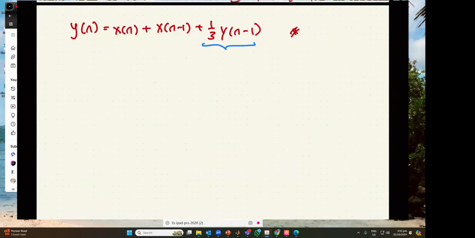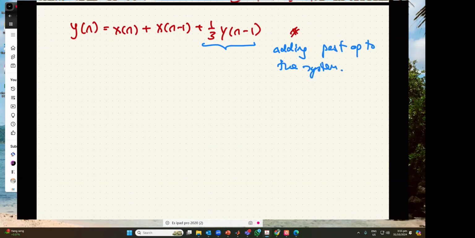Okay. All right. Let's do some signal processing now. y[n] equals x[n] plus x[n minus 1] plus 1/3 y[n minus 1]. Now, the interesting and most exciting thing that happens is the additional feedback, adding the past output to the system.